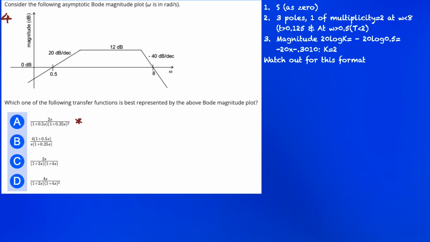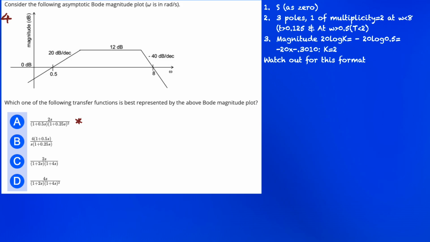equate 20 log k, that is the initial portion, as equal to minus 20 log 0.5. Why? Because the Bode plot is cutting in the initial portion. The Bode plot is cutting when only s was there, that is the zero was there, was cutting the frequency line at omega equal to 0.5.